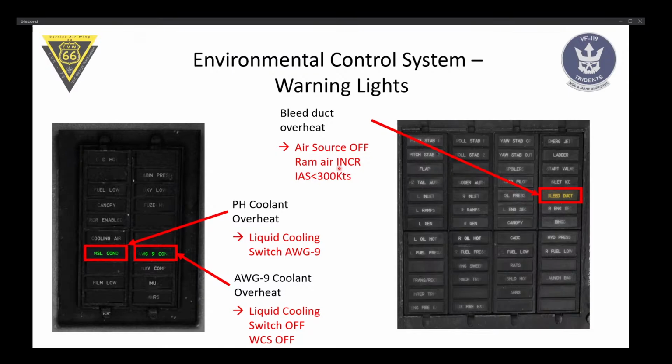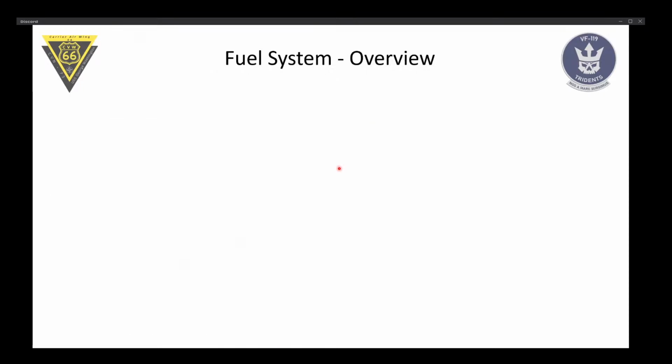So this is basically our ECS and what we can do with it as a pilot. Now we're going to take a look at the fuel system, which is quite complex in the Tomcat, but also quite hands-off. There's really no controls, just a few, and it operates completely automatically, which is very convenient, especially if you consider the aircraft is from the 60s. They've put a lot of thought into that.